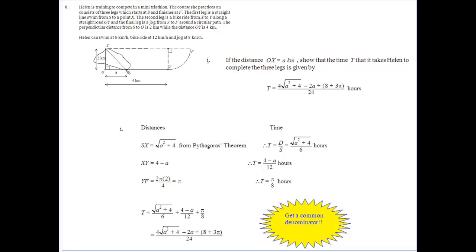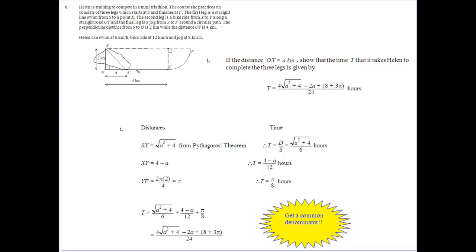Then the second leg goes from X to Y along a straight road OY. Now, the distance of the point X from O is a, and the distance from O to Y is 4. So the ride is from X to Y, and then the last part is a jog, which goes around from Y to F. So that's what's happening. Now, what can happen? The swim she can do at 6 kilometers an hour, the bike ride at 12 kilometers an hour, and the jog at 8 kilometers an hour. So we've got variable speeds.